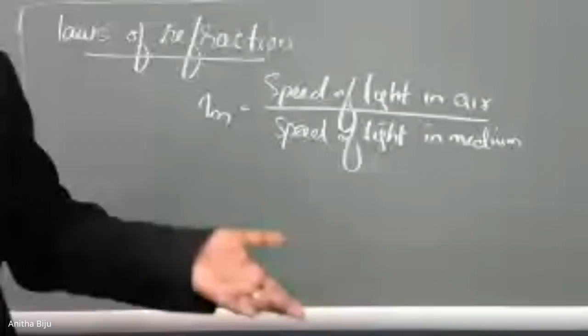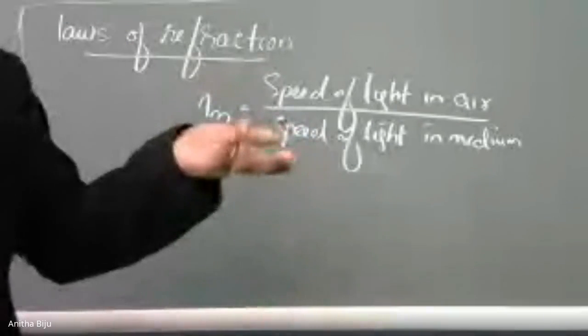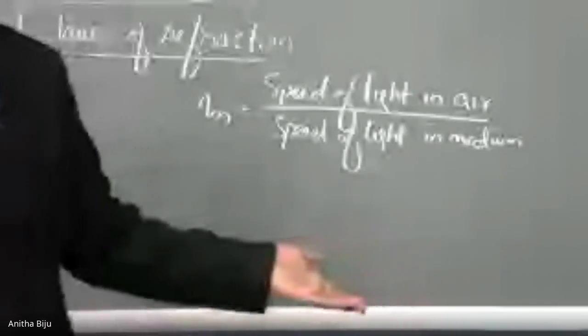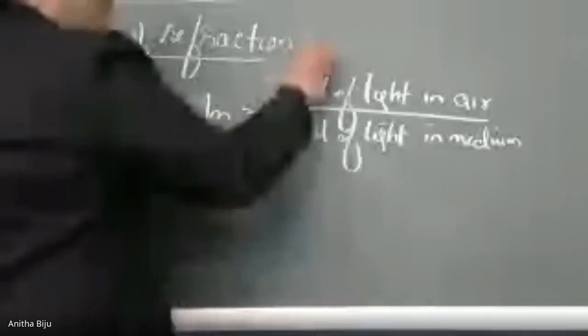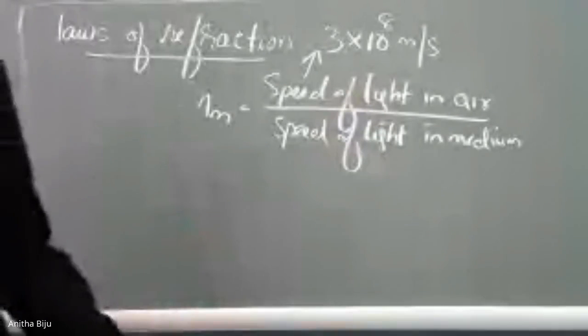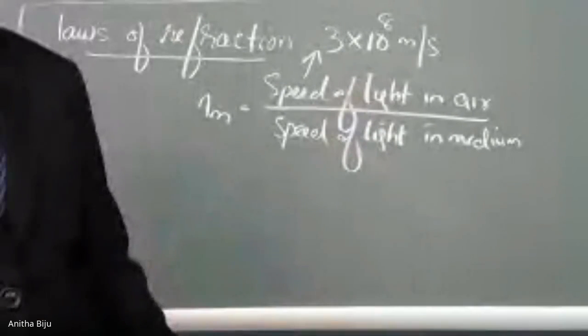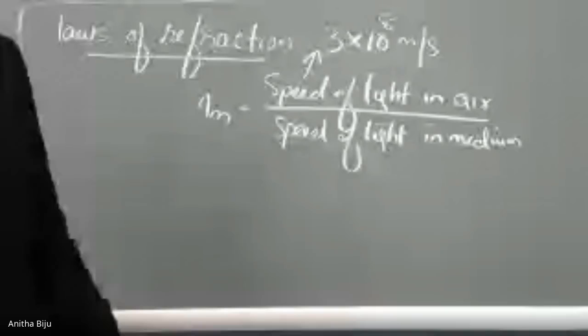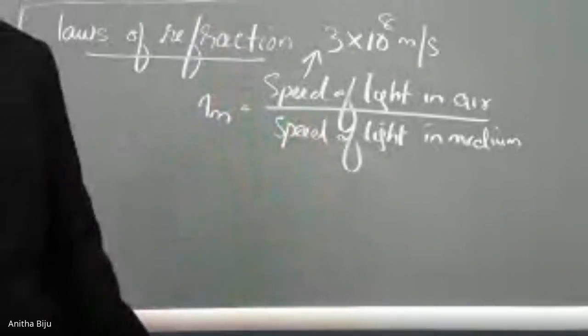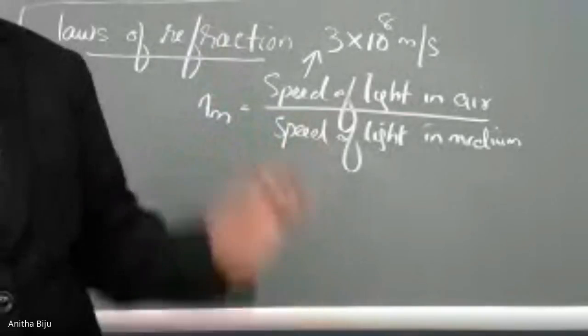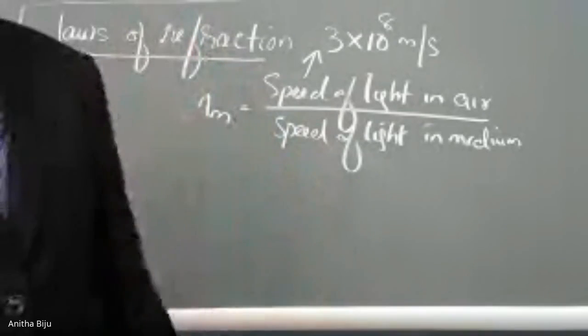But when we are calculating numericals, we can substitute the speed of light in air or vacuum, and the value is fixed. What is the speed of light in air? You know the value: 3 into 10 to the power 8 meters per second. This value remains constant and never changes. So we can use this value for calculating the refractive index of a particular medium. Got it? Then I will give another example.